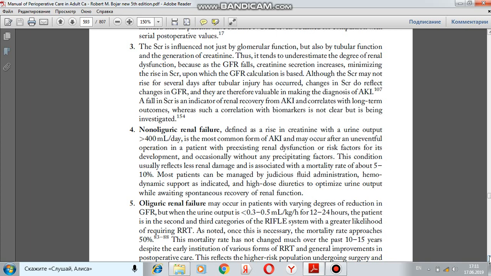Changes in serum creatinine do reflect change in glomerular filtration rate, and they are therefore valuable in making the diagnosis of acute kidney injury. A fall in serum creatinine is an indicator of renal recovery from acute kidney injury and correlates with long-term outcomes, whereas such a correlation with biomarkers is not clear but is being investigated.